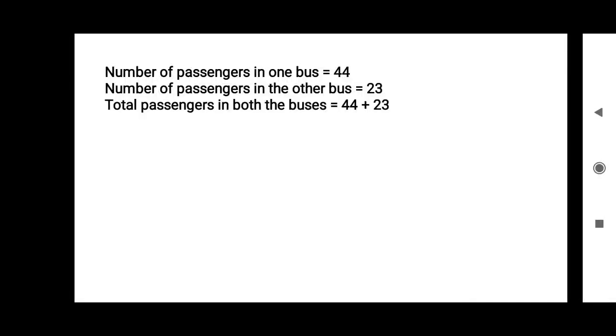So the third statement will be total passengers in both the buses. That is 44 plus 23. Now let us add these numbers in the box. First I have written the place value, that is ones and tens, because it's a 2-digit number. Then I will write the numbers in the boxes.